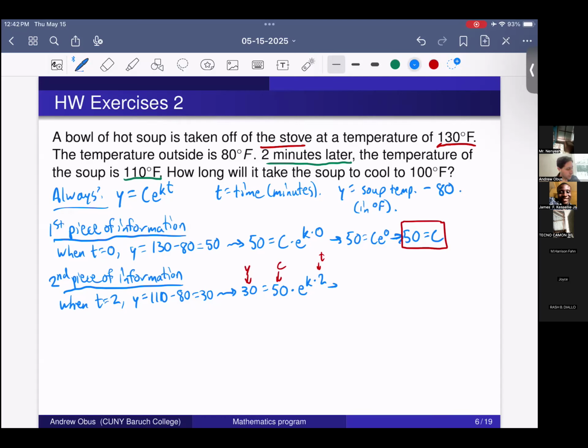Okay, so what does this mean? If we divide both sides by 50, we get 30 over 50 equals e to the 2k. Again, take ln of both sides. So ln of 30 over 50 is equal to 2k. And this tells us that ln of 30 over 50 divided by 2 is equal to k. So let's solve for k. ln of 30 over 50 divided by 2 gives us k equals about negative 0.255.